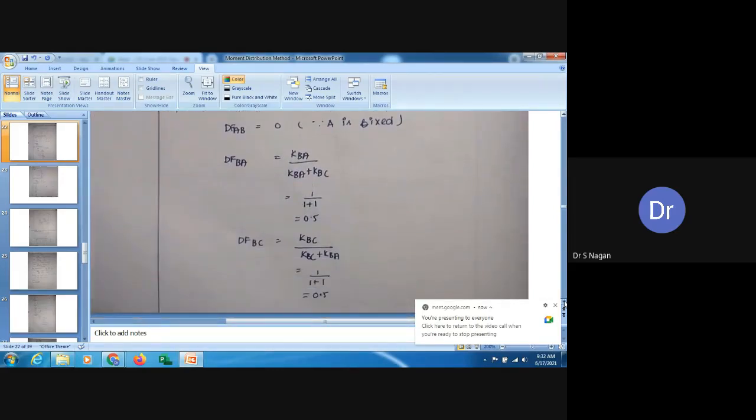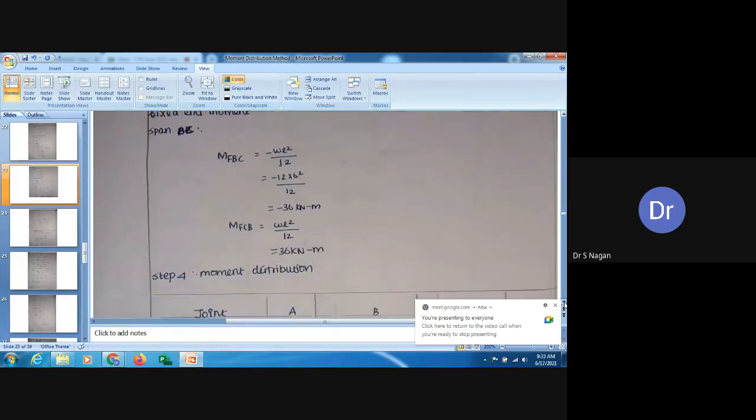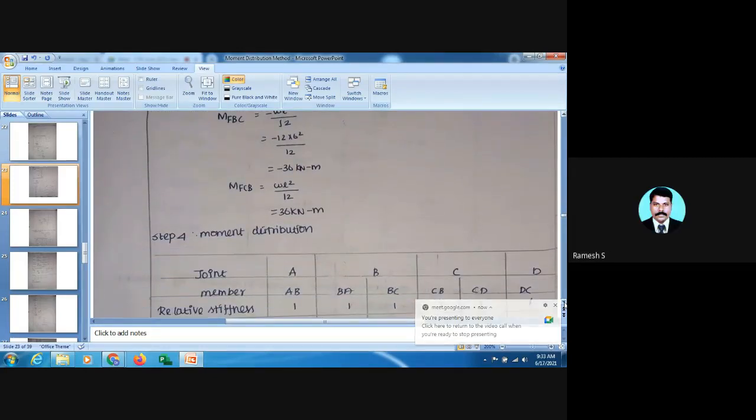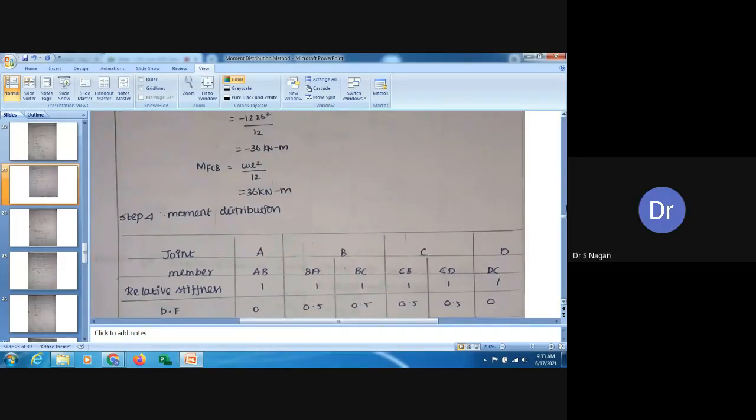See whether the screen is visible clearly now. Are you able to read things? Yes, sir. Because this is more important. We are going to see an important thing now, the moment distribution. You need to see clearly. That's why I am asking.